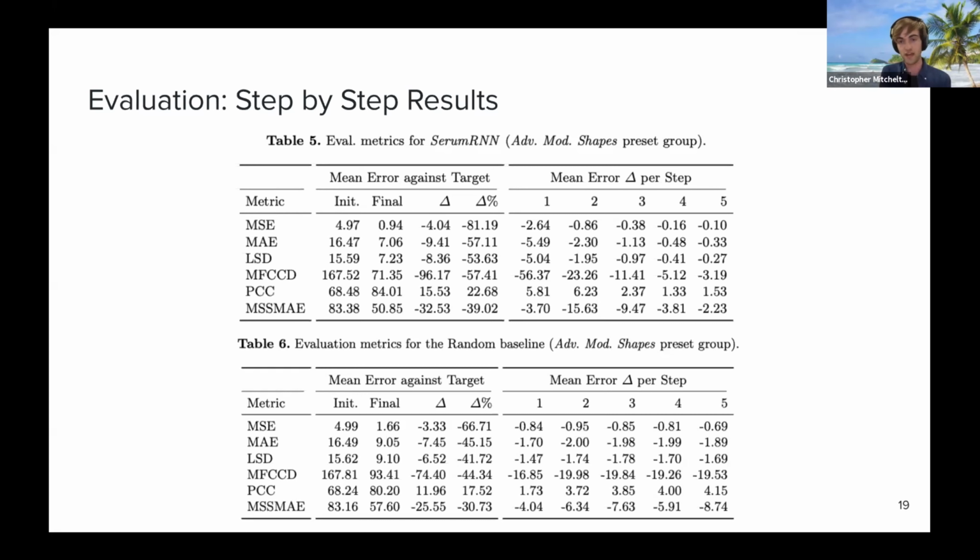The counterpoint to this is the random system, which does just random effects. And as we see, the error is about the same at every step. So that means the order of effects is obviously important and is something that the system is learning.